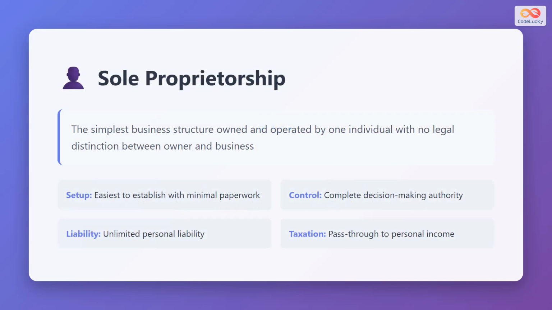A sole proprietorship is the simplest business structure where one individual owns and operates the entire business. There's no legal distinction between the owner and the business itself, meaning they are considered one entity. Setting up is incredibly easy with minimal paperwork required. The owner has complete decision-making authority over all business operations. However, this comes with unlimited personal liability, meaning personal assets can be at risk for business debts. For taxation, all business income passes through directly to the owner's personal income tax return.